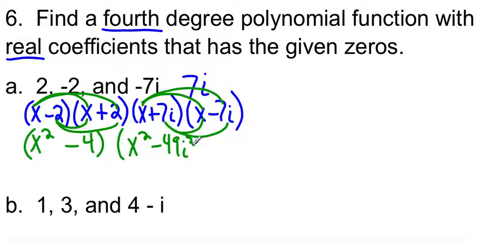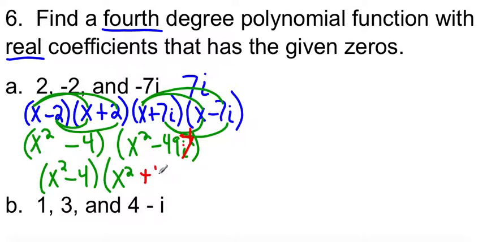-49i squared. Now, before we go any further, just rewrite this. Remember, i squared is the same thing as -1. So this is -49 times -1, which is +49. So that's good news. That makes that thing a lot easier, as we've gotten rid of all of our i's, and all we have left to do is to FOIL this out.